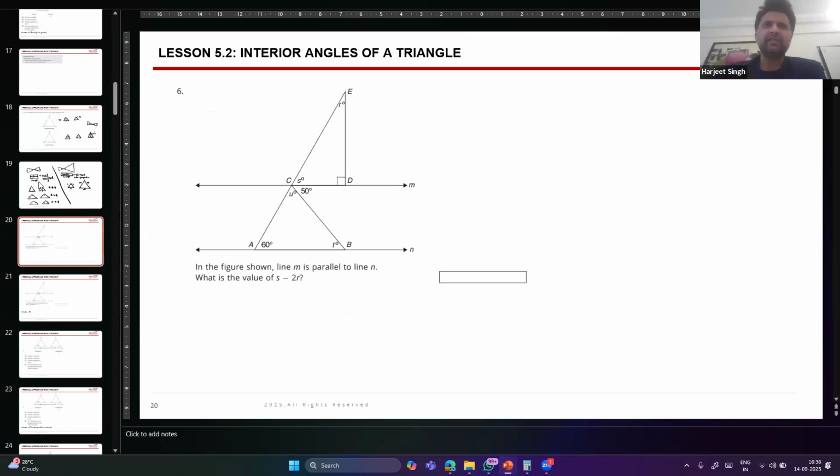Okay. So let's solve this, related to interior angles of a triangle. In the figure shown, M is parallel to N. What is the value of S minus 2R?